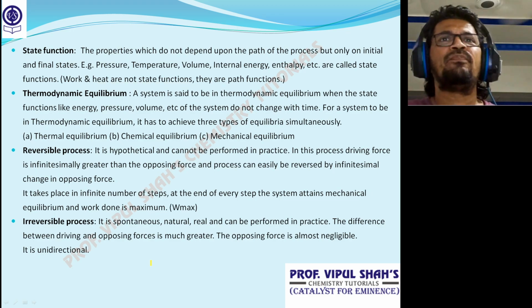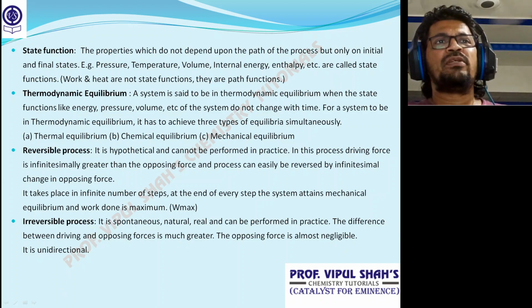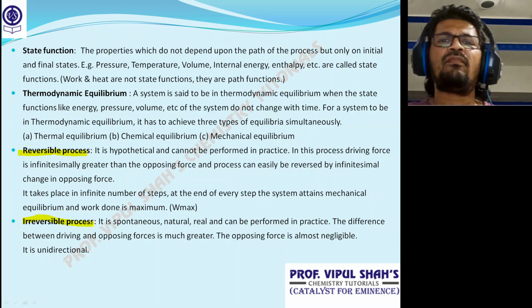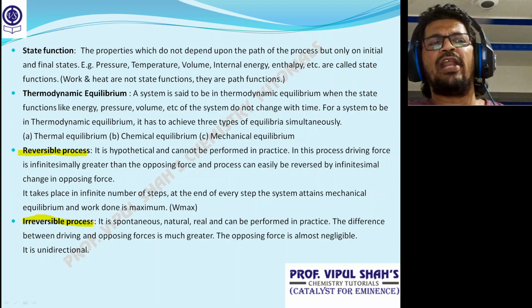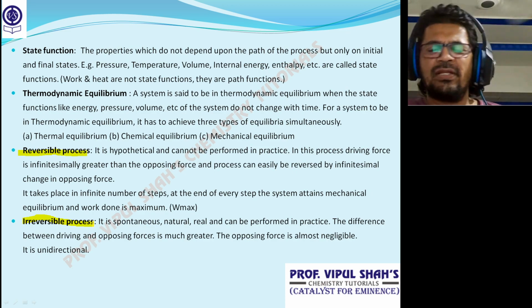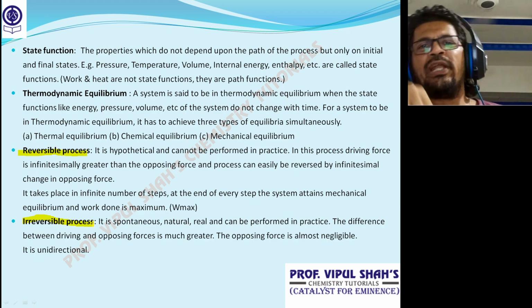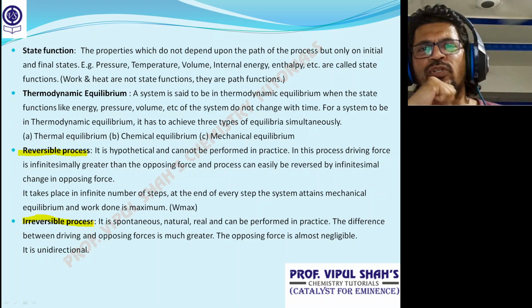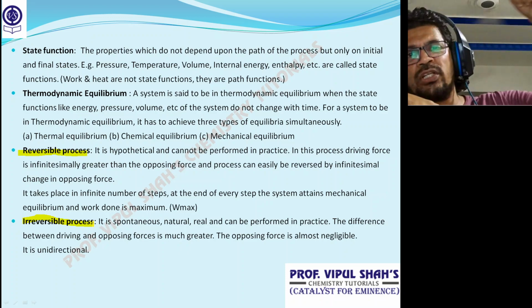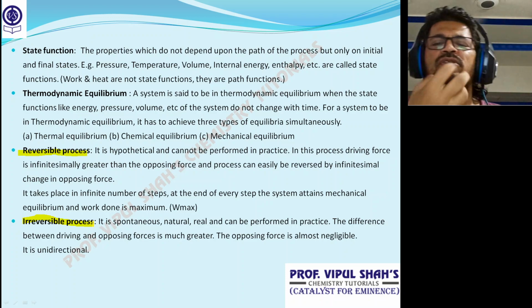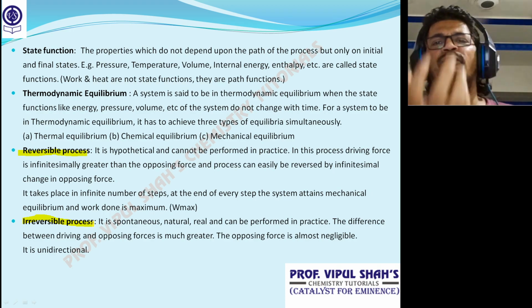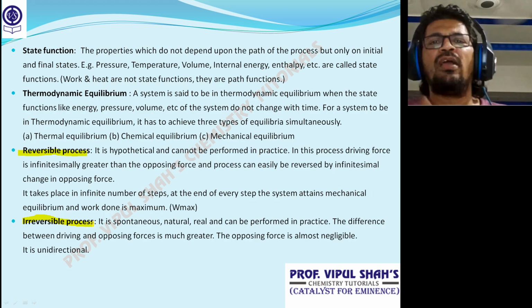So that's one. Then next we have a reversible process and an irreversible process. Now this is very simple to understand. We have two forces to talk about, a driving force and an opposing force. Let's make it simple. I have water flowing down the hill. So what's the driving force? The force by which the water is falling down. That's called the driving force. What's the opposing force? The force by which the same water is splashing upwards.